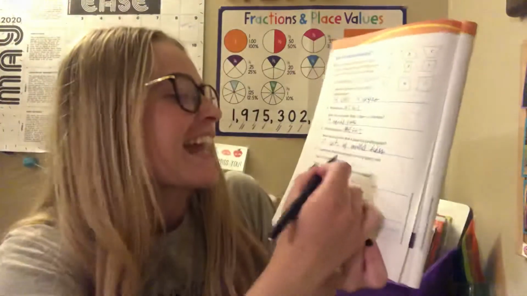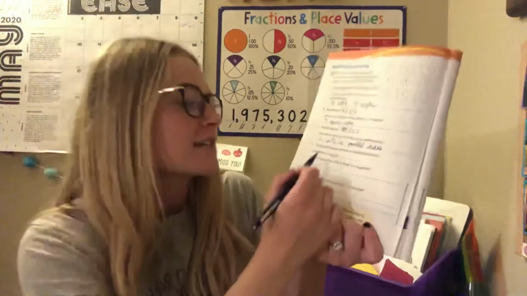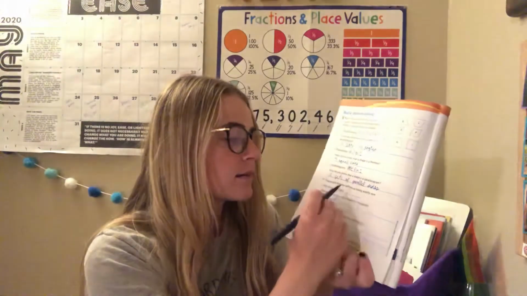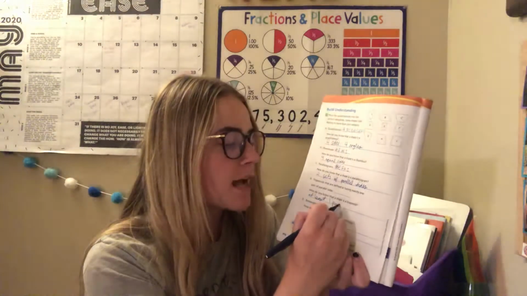So let's see. Exactly one pair of parallel sides. So how do you know that a shape is a trapezoid? At least one pair of parallel sides.